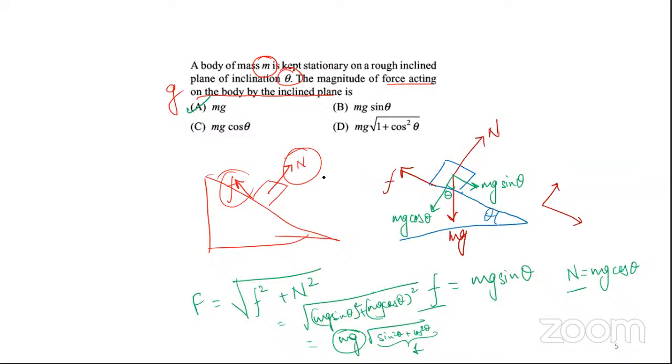And one more thing you can think of is, what is the force acting on the block without the incline? It is only the mg force, but it is stationary because there must be some force acting over it with the same magnitude and opposite in direction. So, who is providing that force? Only the incline is providing that force. So that way also it had to be mg. All right, let's move on to the next one.